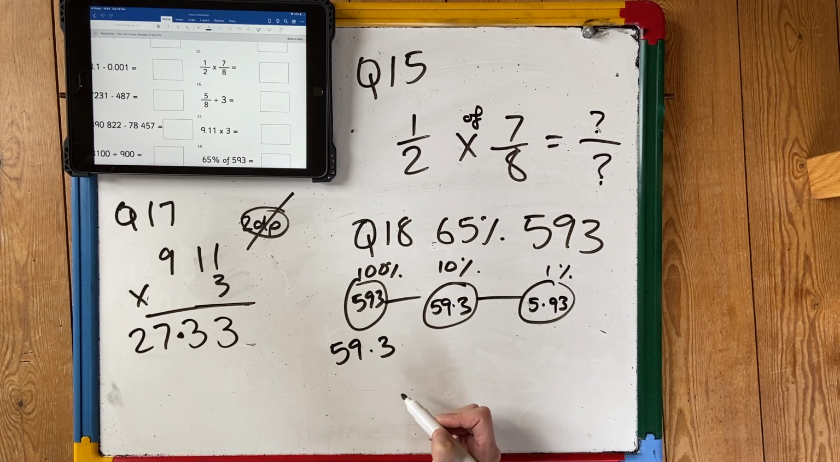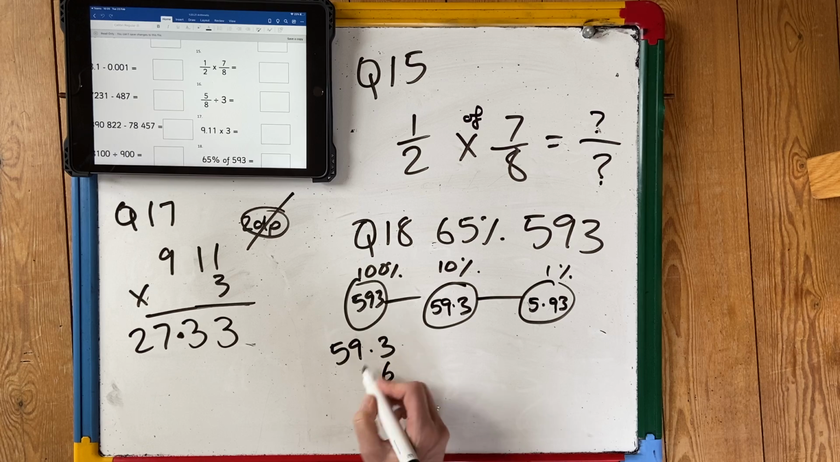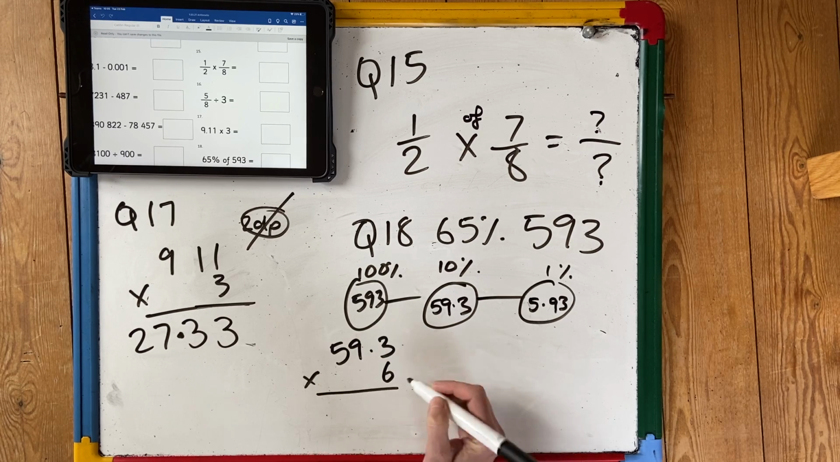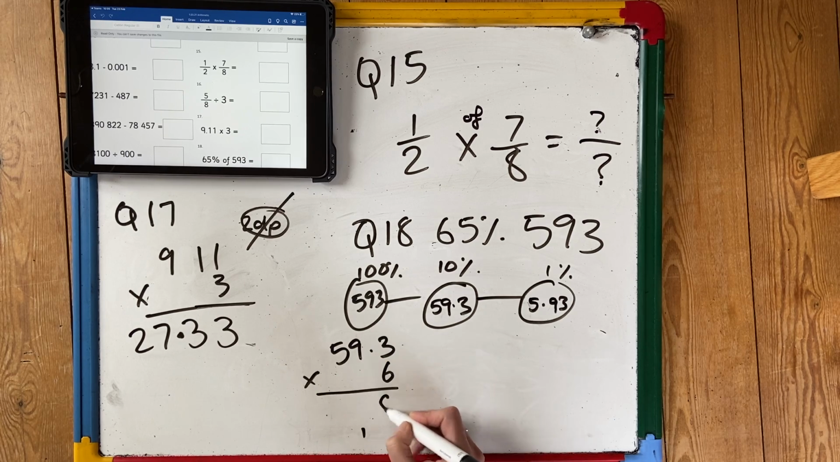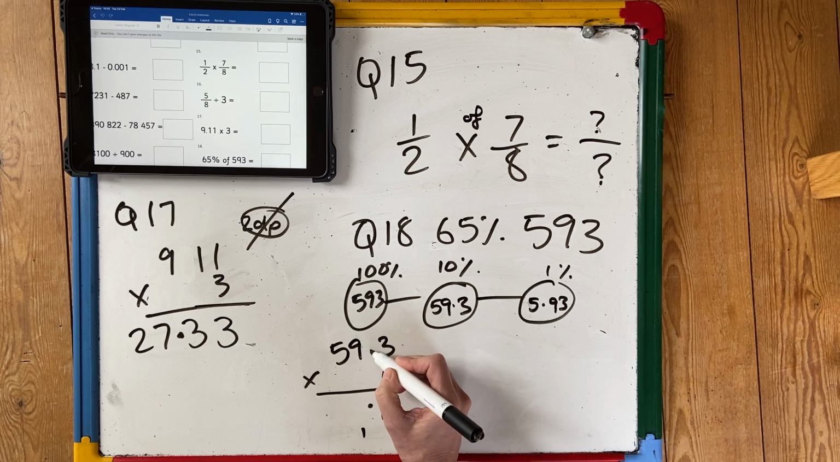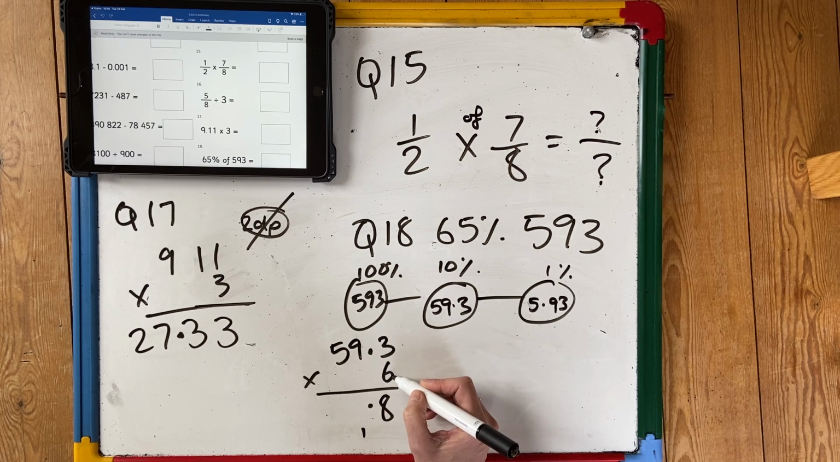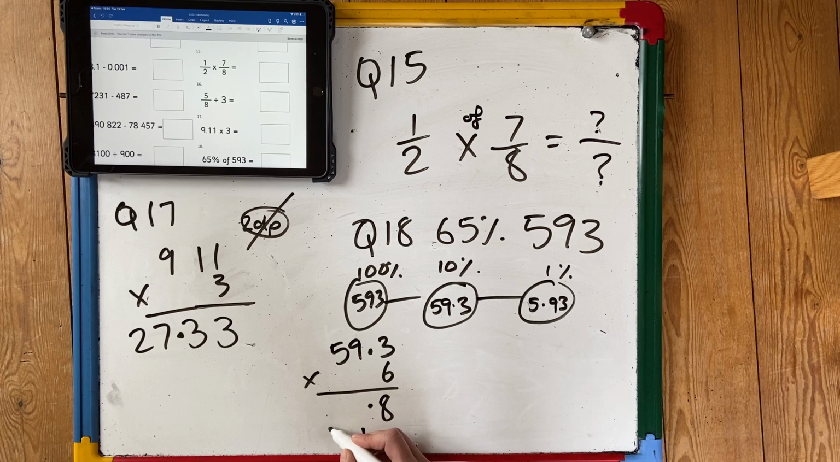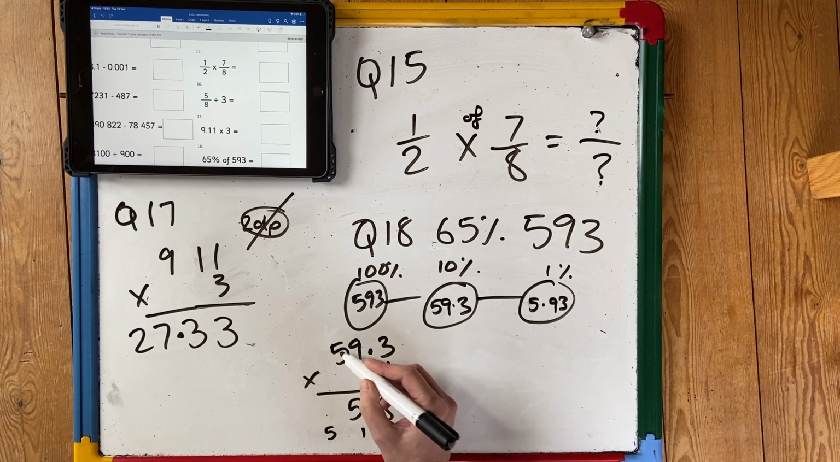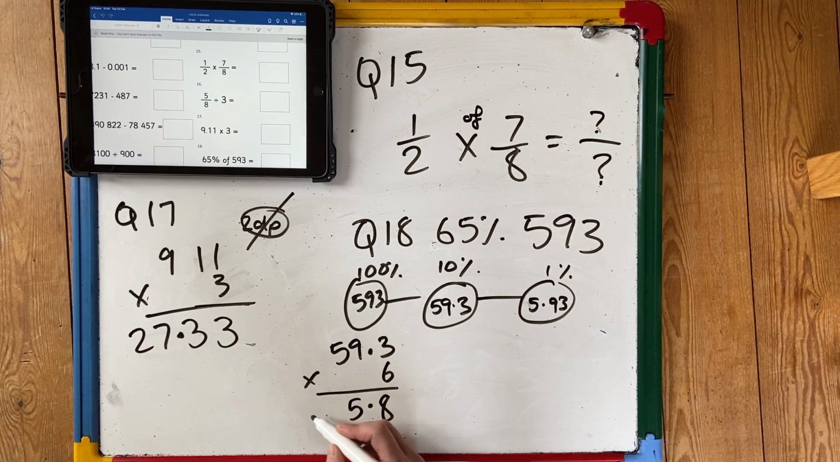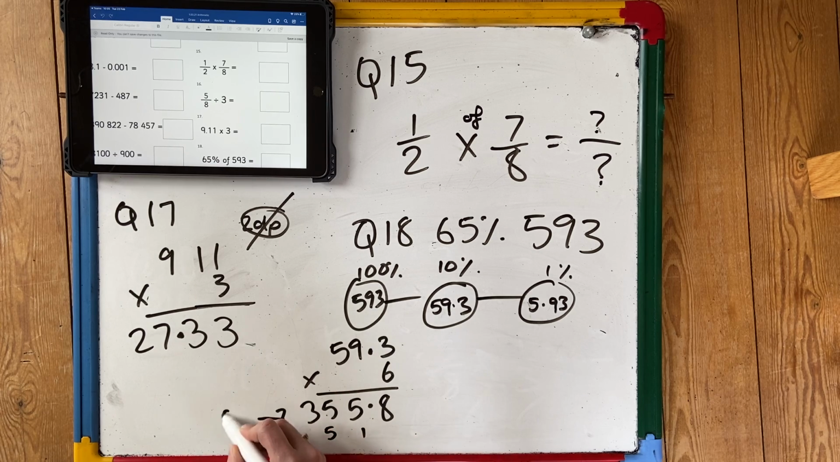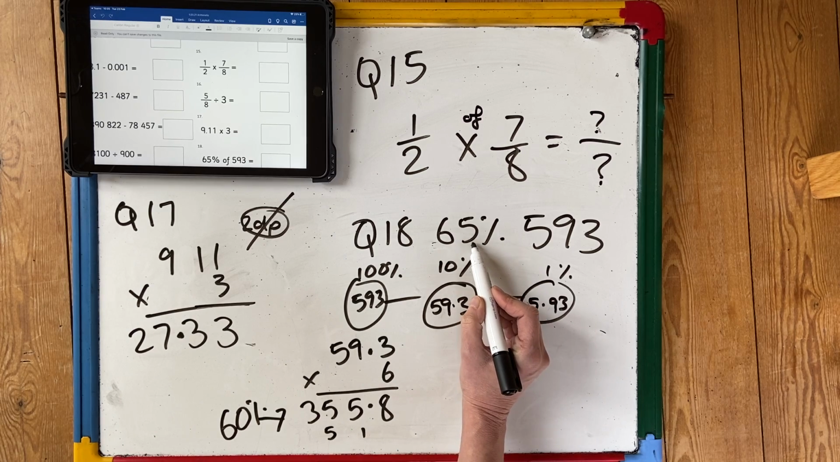So 60% will be 6 times that number. So 3 times 6 is 18, decimal point in the correct place. 9 times 6 is 54, add the 1 is 55. 5 times 6 is 30, add the 5 is 35. So that there is 60%. Now we need to work out what 5% is.